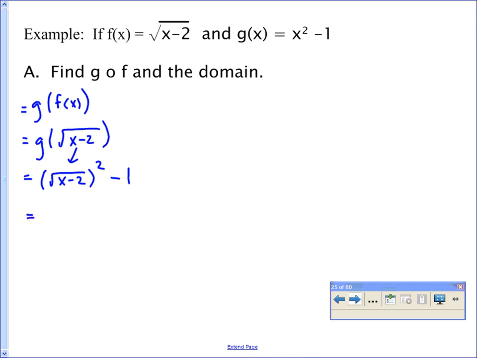And now I need to simplify that. When I simplify that, if I square the square root, I just get x minus 2, then minus 1, so it gives me x minus 3. Okay, so now to find the domain of this.